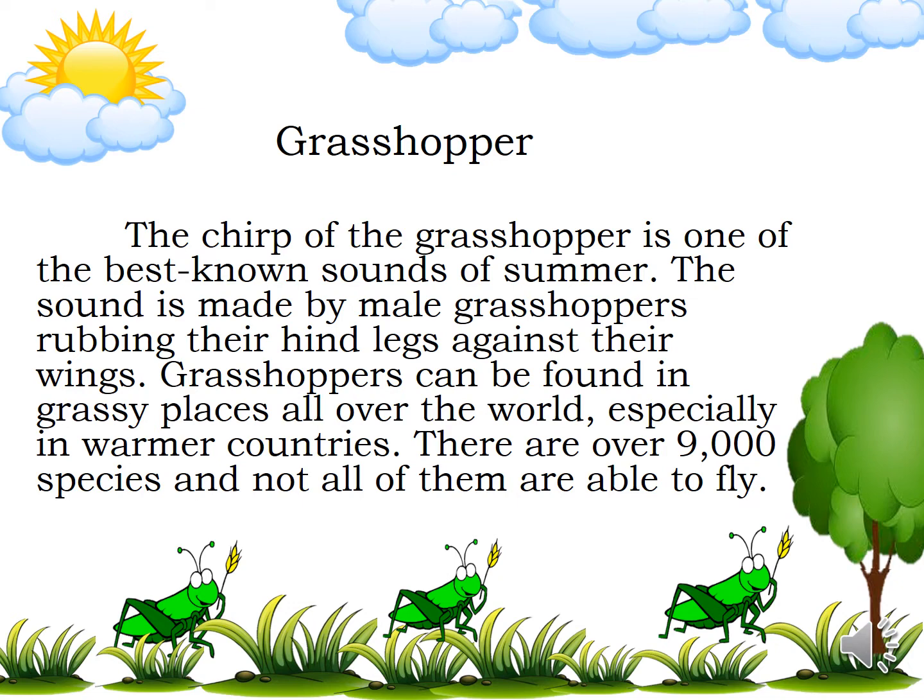Now, I have here a selection entitled Grasshopper. The chirp of the grasshopper is one of the best-known sounds of summer. The sound is made by male grasshoppers rubbing their hind legs against their wings. Grasshoppers can be found in grassy places all over the world, especially in warmer countries. There are over 9,000 species, and not all of them are able to fly.